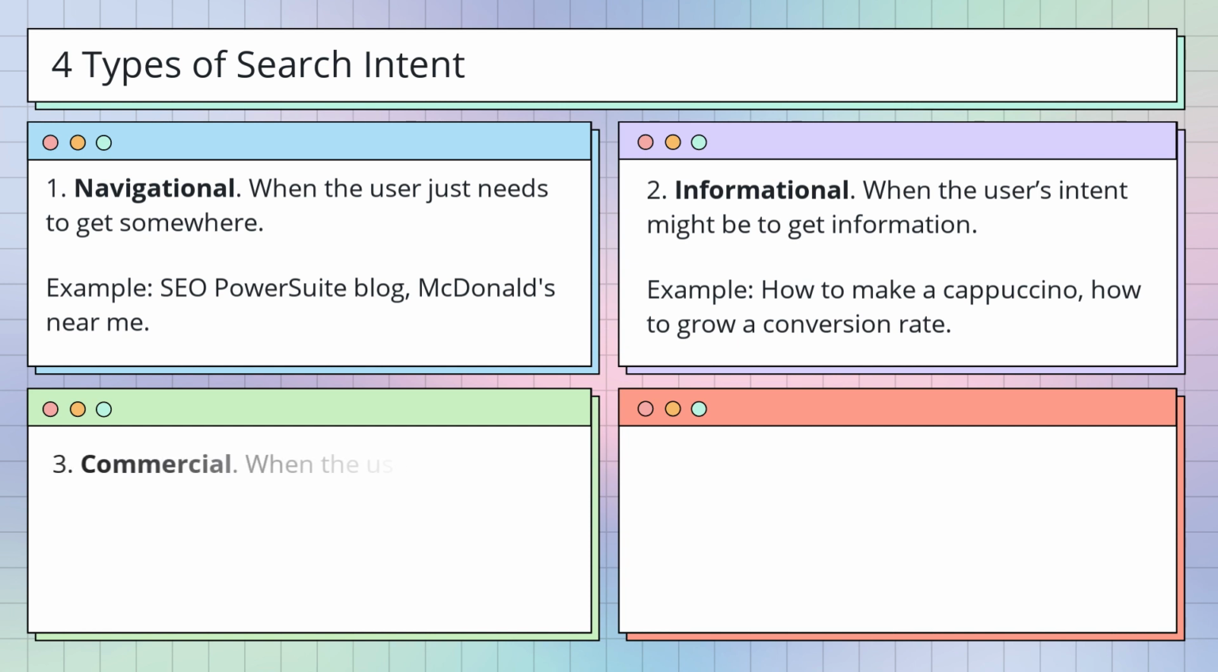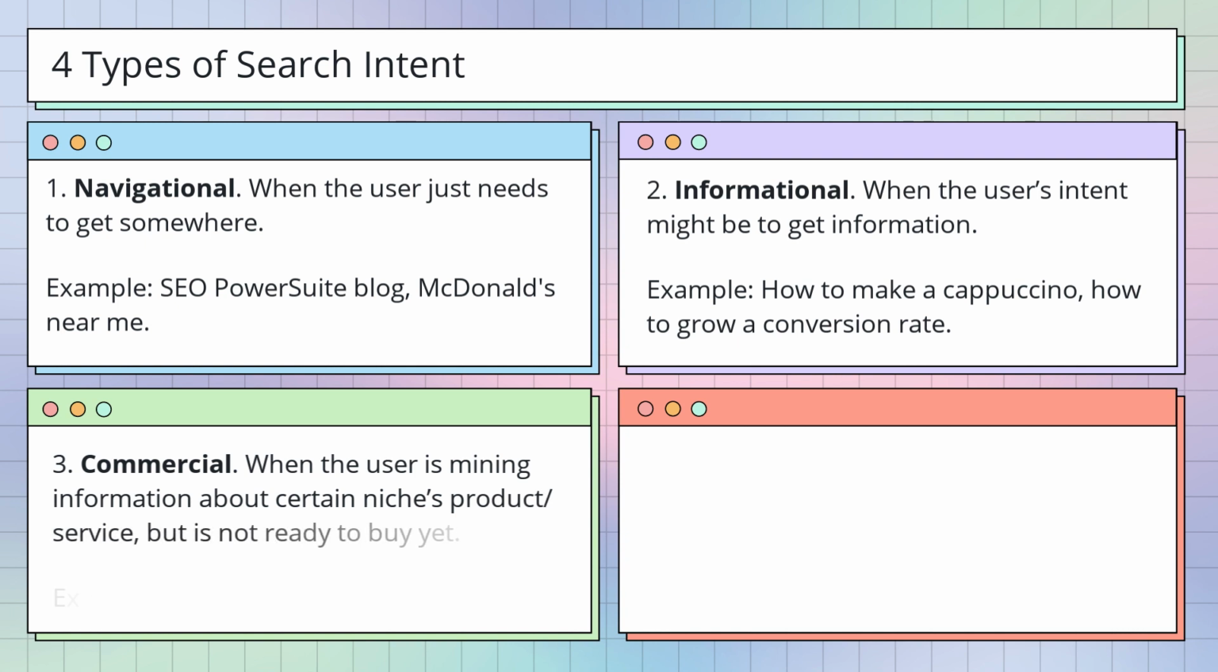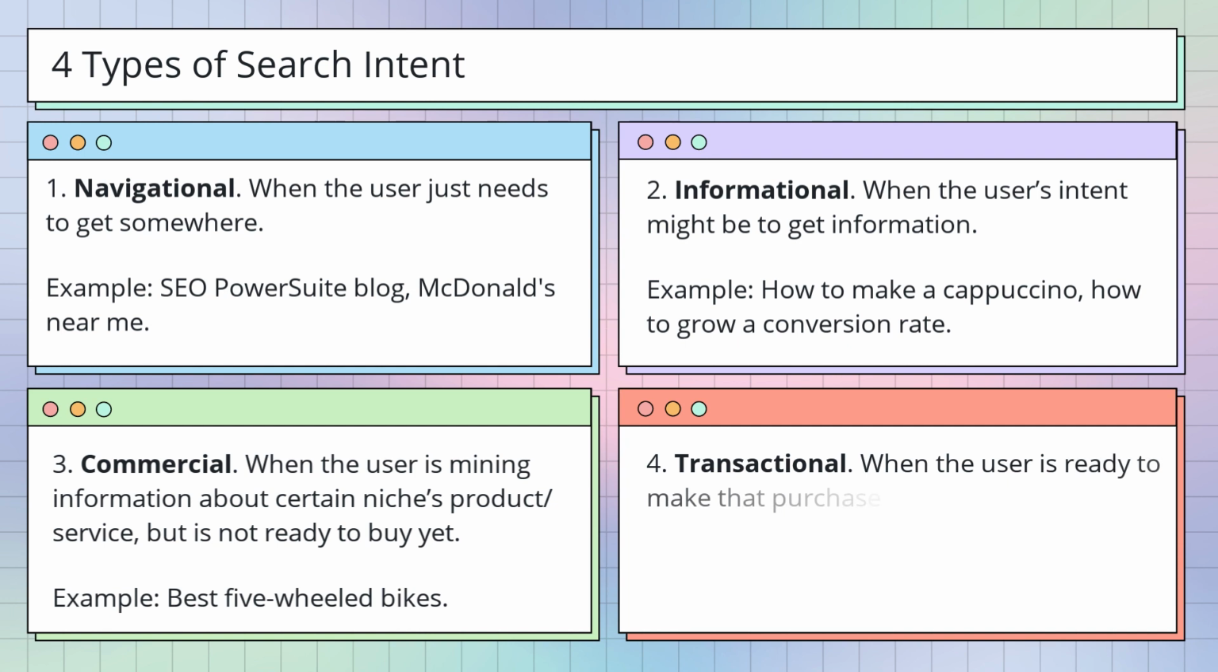Commercial, when the user is specifically mining information about certain niche's product, services, but is not ready to buy it. If I search for the best 5-wheeled bikes, I have a commercial intent. The 4th type of intent is transactional, when the user is ready to make that purchase. Flights to New York, buy, subscribe to Netflix, I think you got it.